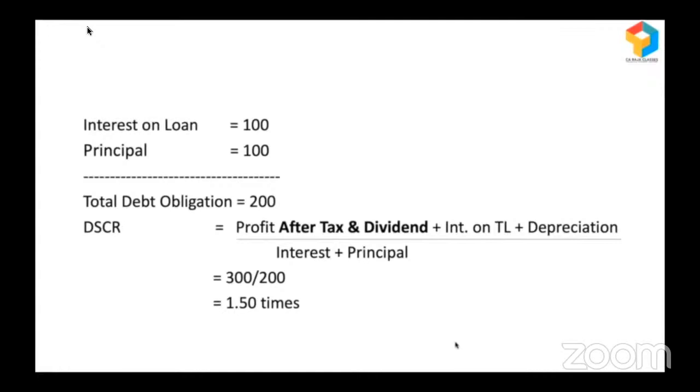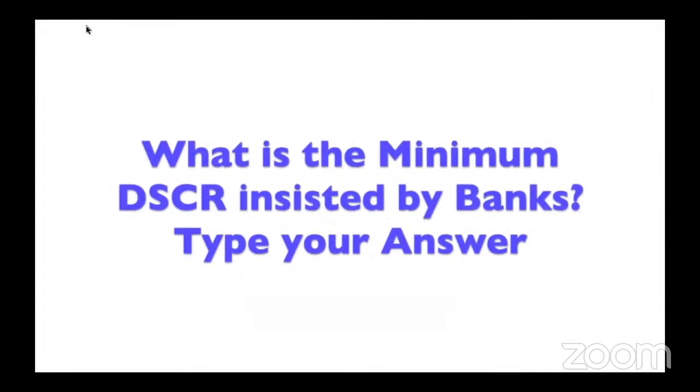Now I want to ask you a question. What is the minimum DSCR insisted by most of the banks? If you're working in a bank or if you are exposed to this concept, please give your answer. Please type what is the minimum DSCR. I could see 1.25, 1.5, 1.67. Varied numbers. And anyone working in a public sector bank, what is the minimum DSCR? Yeah, 1.5 to 1.75. It varies.